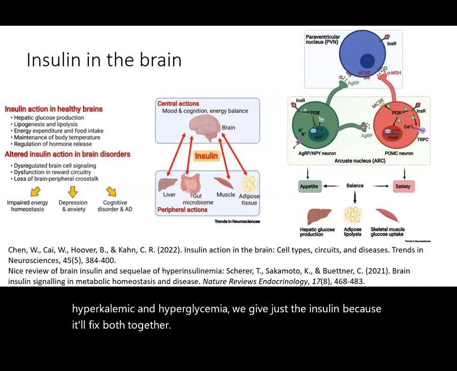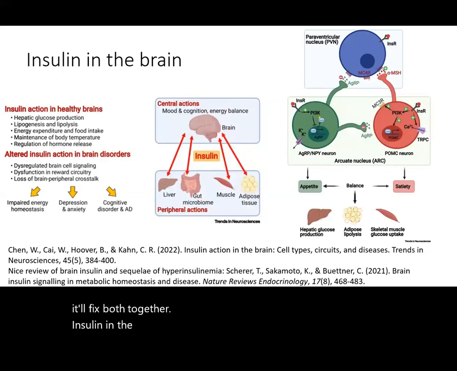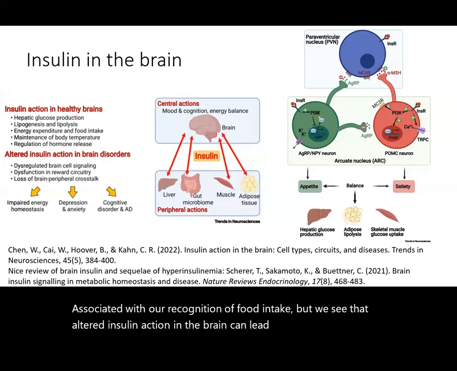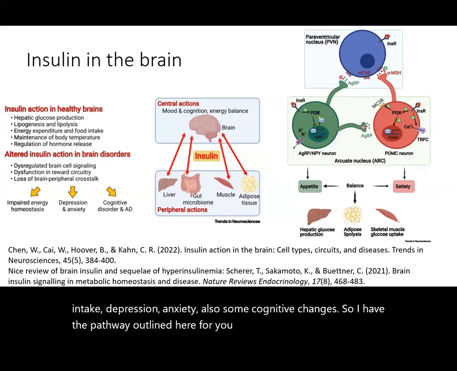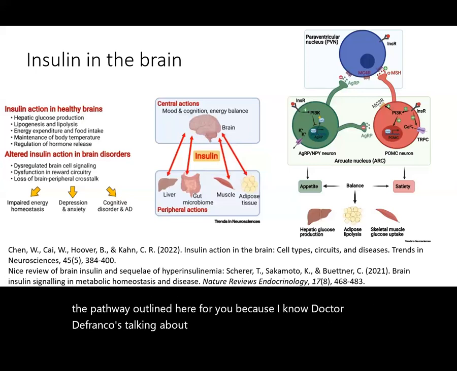Insulin in the brain. In the healthy brain, we see insulin causing satiety associated with our recognition of food intake. But we see that altered insulin action in the brain can lead to increased food intake, depression, anxiety, also some cognitive changes. So I have the pathway outlined here for you because I know Dr. DeFranco is talking about obesity. I just really like this graphic. I'm kind of a graphic person.